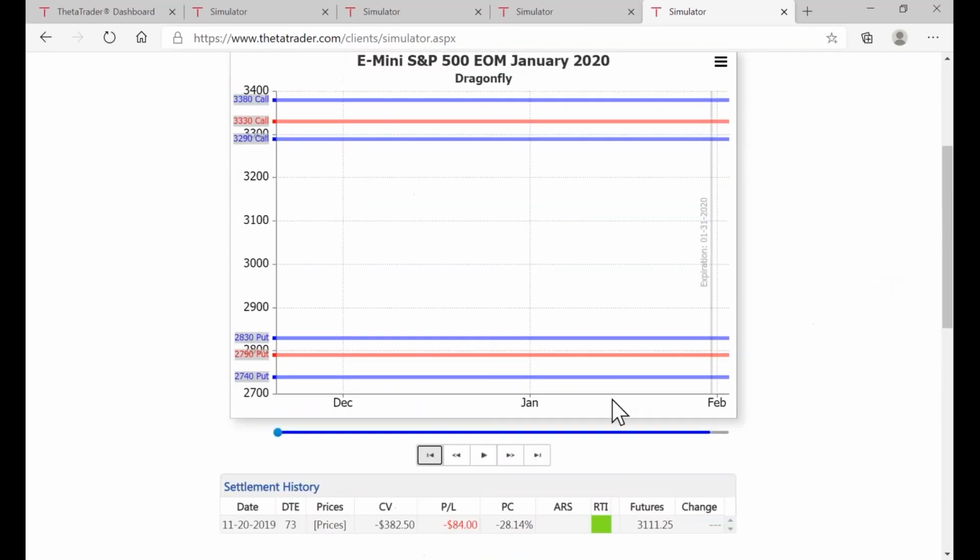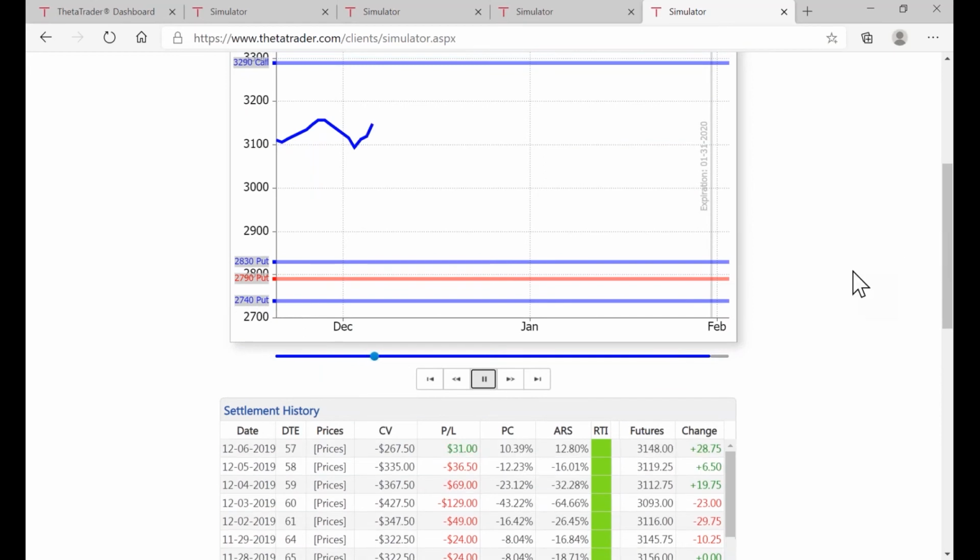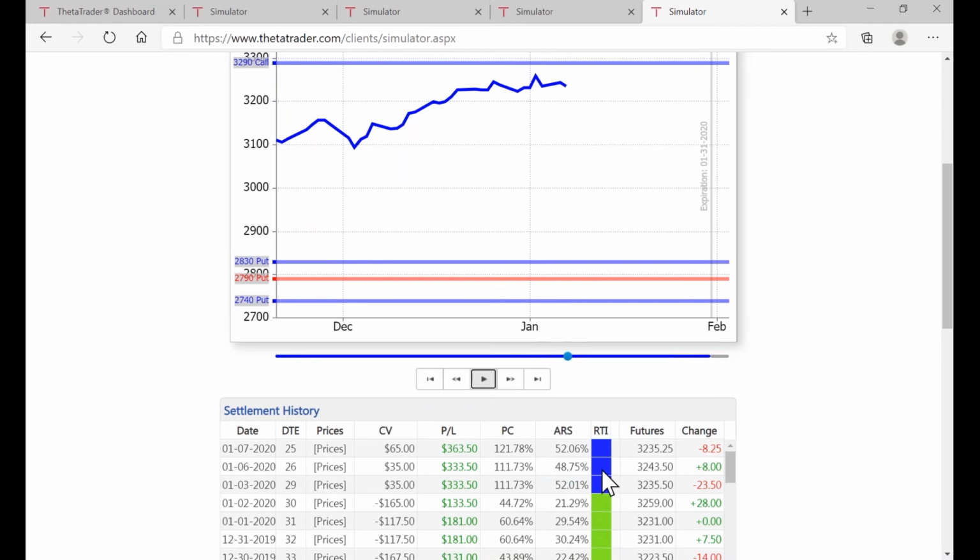Now, the same day on November 20, what if you had done a dragonfly? Let's take a look. It's green the whole time, which is good. Trade's turning profitable. You can see over here, the P&L is green. And look at that, it turns blue. It matures enough and is so profitable, you're capturing over 100% of the premium.